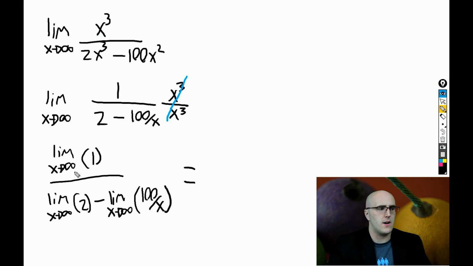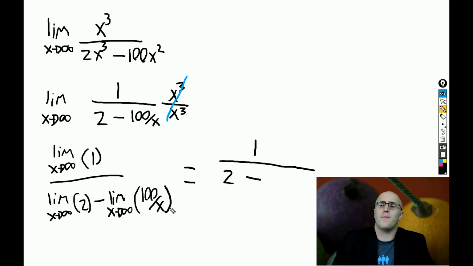But now this is something we can pretty easily think about. So let's get started here. What is the limit of 1 as x approaches infinity? Well, 1 is not related or dependent on x in any way, so it shouldn't change. So we stay with 1 on the top. Same thing with 2. It just stays 2. Minus the limit as x approaches infinity of 100 over x. Well, what is 100 divided by an absurdly large number? You might say a number really close to 0, and that'd be right.